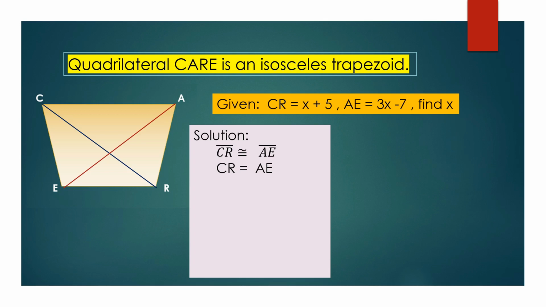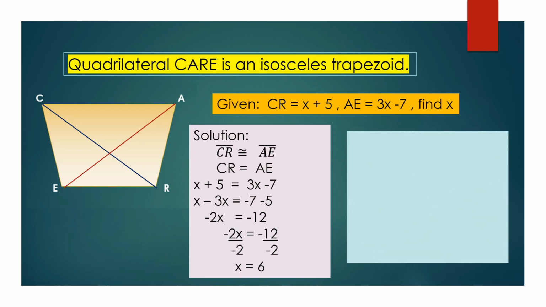So we can have the equation CR equals AE. Then substitute CR with x plus 5 and AE with 3x minus 7. Then we have the equation x plus 5 equals 3x minus 7. Then solve for x. By combining like terms, we have x minus 3x equal to negative 7 minus 5, applying also the addition property of equality. So we have negative 2x equals negative 12. Then divide both sides by negative 2. Then x is equal to 6.